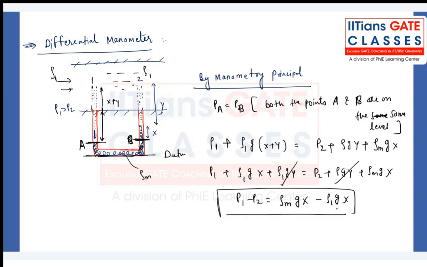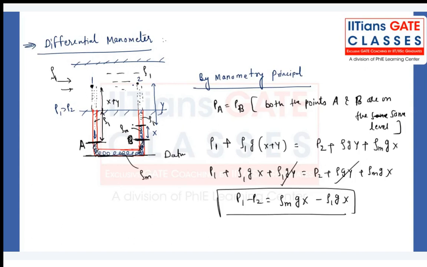Check it out. Getting my point? What is the total pressure which is being exerted? P1 pressure plus height of the liquid is what? Rho 1 g into x plus y. That is equal to P2 pressure plus height of the liquid. Height of the liquid is what? Rho g y till here. Rho 1 liquid is there. After that, rho m is there. Getting my point? Understanding what I'm saying?